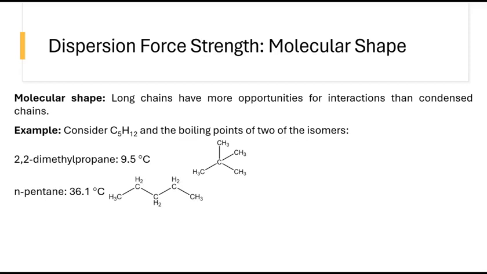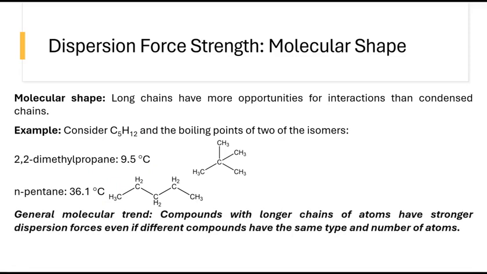Even though they both have the same chemical formula, they have different boiling points because the longer the chain, the stronger the dispersion forces. The general molecular trend: compounds with longer chains of atoms have stronger dispersion forces, even if different compounds have the same type and number of atoms.